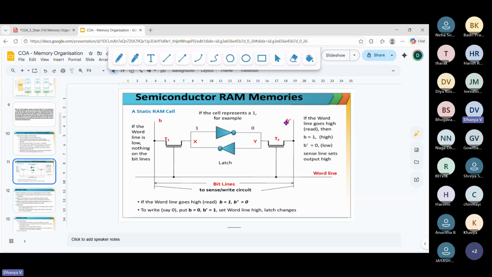In case of reading, whatever is stored in the latch will also get reflected in your B and B dash, and that will be sensed as output, no? Because it's a sense and write circuit. So whatever is your initial data will be B, and then 0 will be B dash. The sense line sets the output high. What will the sense line sense? It will sense the output. So how does the sense line sense the output is our question now.